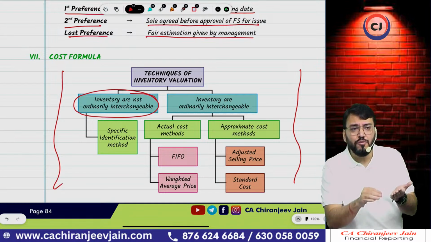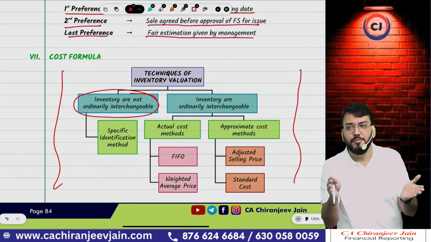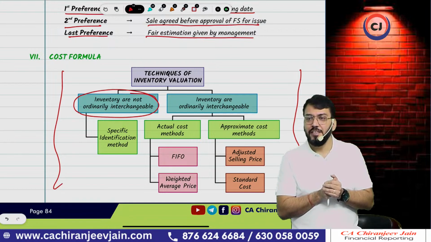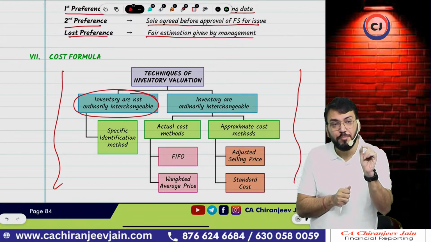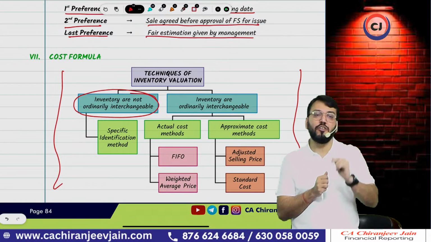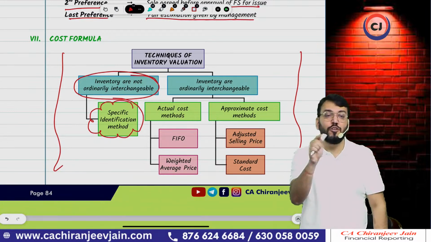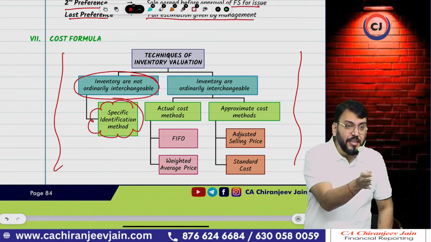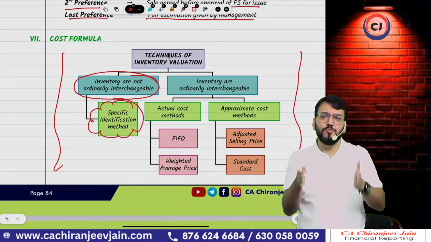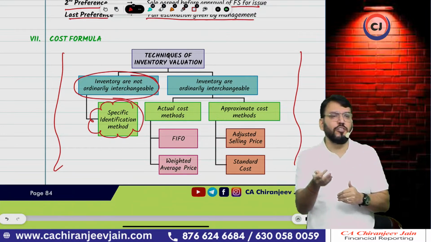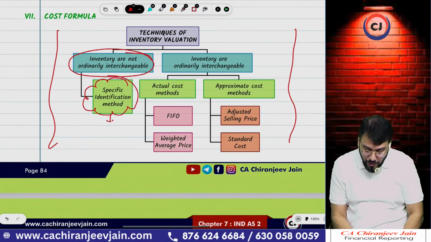In that case, you cannot find out cost price on average basis or FIFO basis. You need to identify the cost price per unit. Each unit, what is the cost price? Therefore, Ind AS 2 says to apply the specific identification method. It means you need to identify the cost price of each unit separately and then find out the cost price of that particular unit. Means unit costing. For this, we'll apply unit costing.